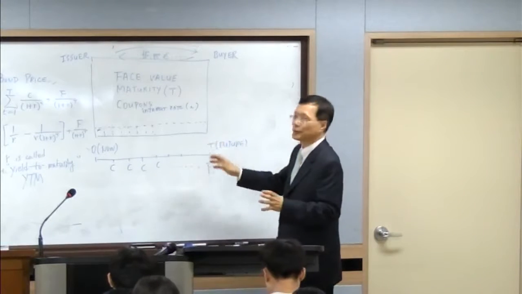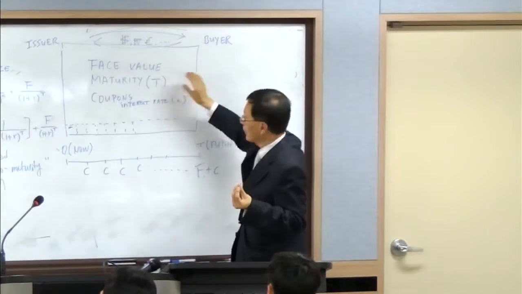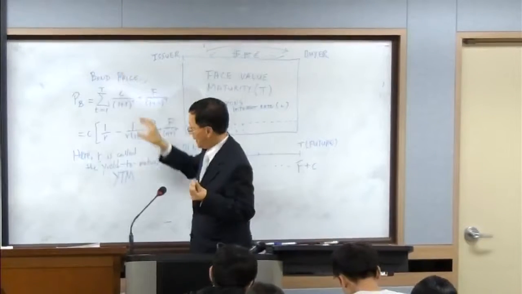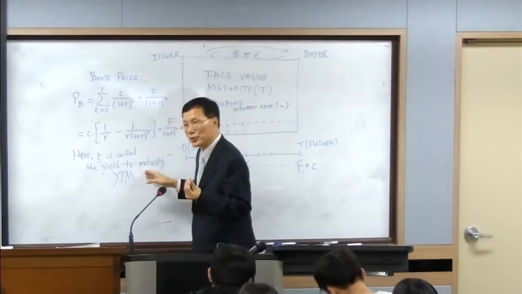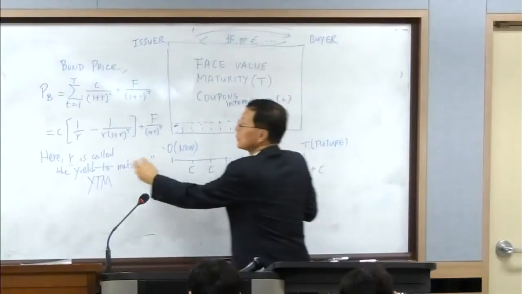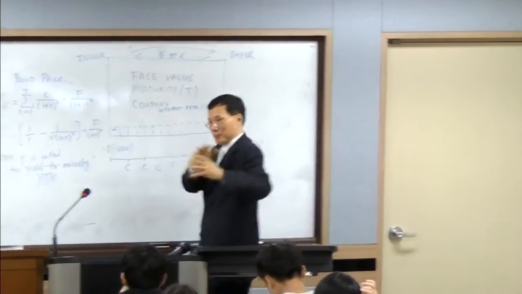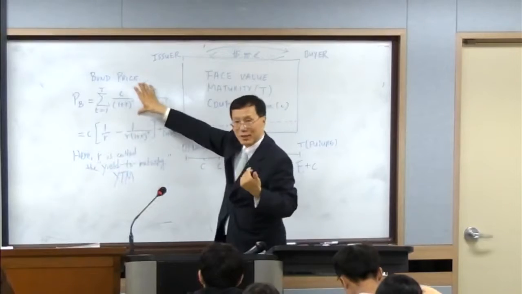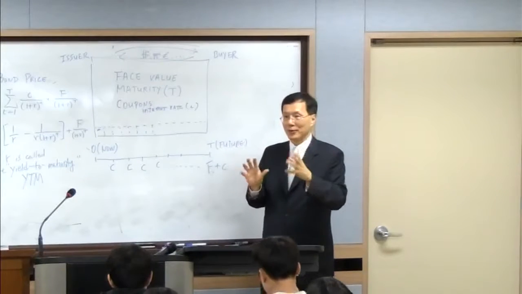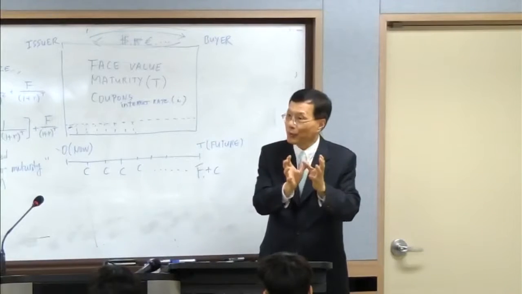So I gave you 5 variables: face value, maturity, coupon interest rate, bond price, and yield to maturity. And yield to maturity is the discount rate that discounts the future cash flows to yield the price of the bond. Okay? So there are 5 variables. Going backwards: yield to maturity, price, coupon interest rate, maturity, and face value. These 5 variables are interrelated. And if you know 4 of them, the remaining 5th one is automatically determined.